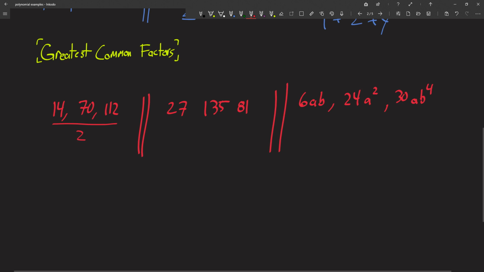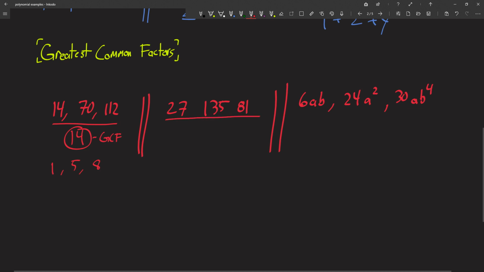So here 14, 70, and 112, I could divide these all by 2. They're all even numbers. I could divide them all by 7. 2 is a factor, 7 is a factor of all of these three, but I could also divide all three by 14. 14 by 14 is 1, 70 by 14 is 5, and 112 by 14 is 8. So 14 is also a factor, just like 2 was and 7 was, but this is the biggest one, the greatest common factor.